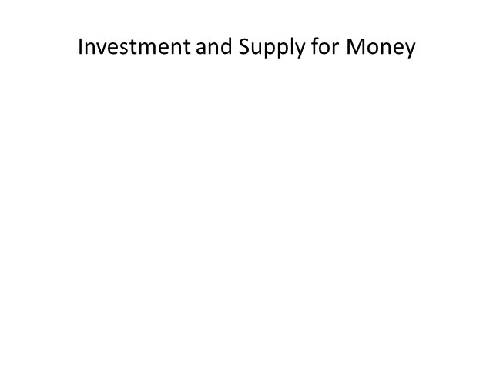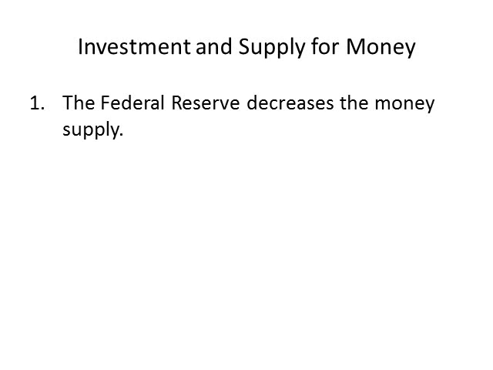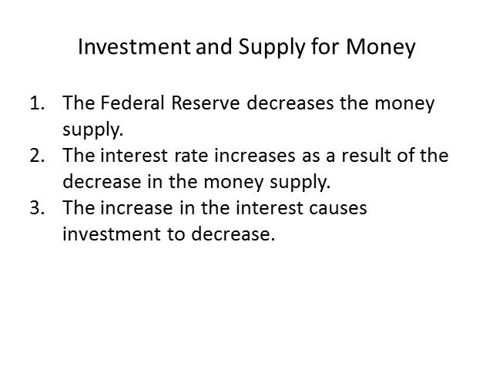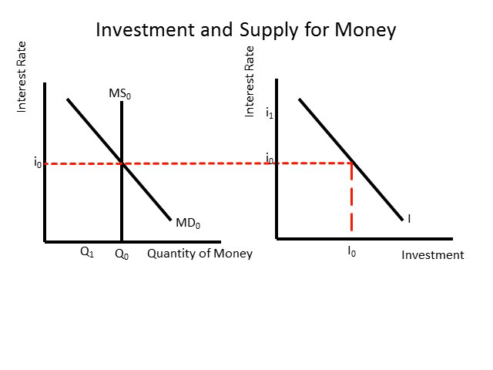Let's then see what happens when the Federal Reserve decreases the money supply. The Federal Reserve decreases the money supply. The interest rate increases as a result of the decrease in the money supply. The increase in the interest rate causes investment to decrease. Let's see how this looks on our graph. The money supply shifts to the left. This causes the interest rate to increase and investment to decrease.